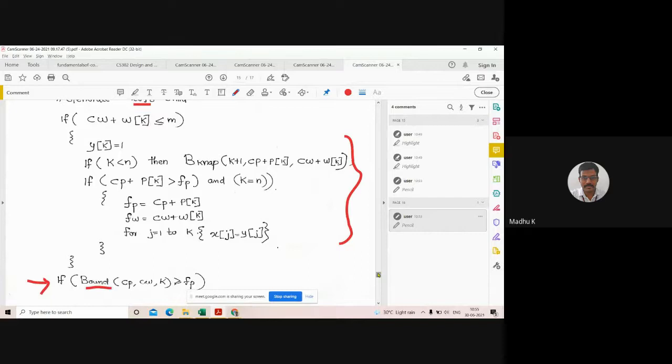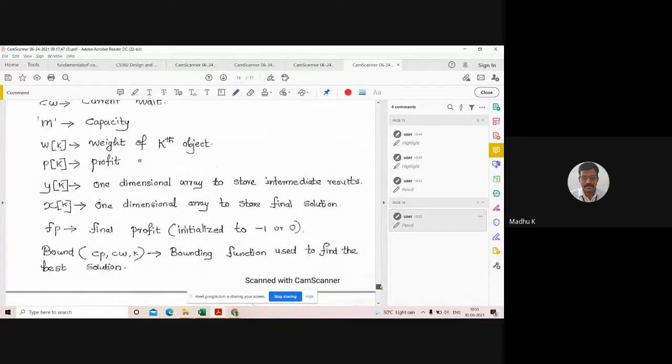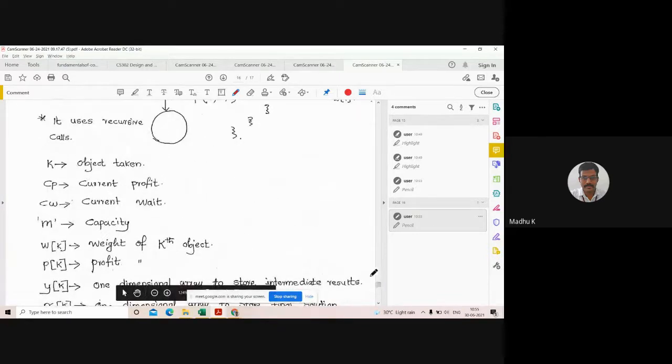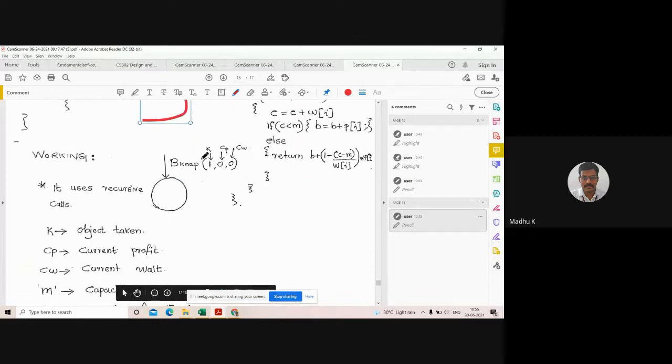It's a very lengthy algorithm. Next, we are familiarizing ourselves with the various terminologies. In this algorithm, you should observe this one. BKnap is the main algorithm name, and k is one parameter. CP is another parameter. CP means current profit. CW is another parameter, current weight. So these are the three parameters to the BKnap algorithm.